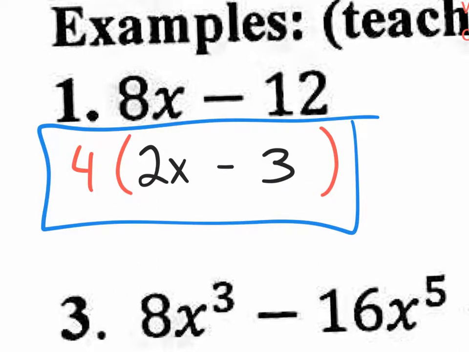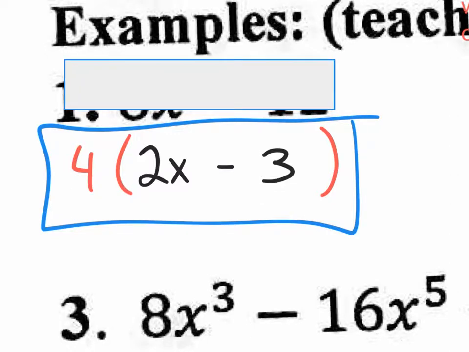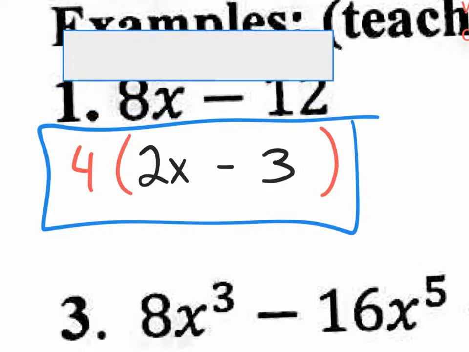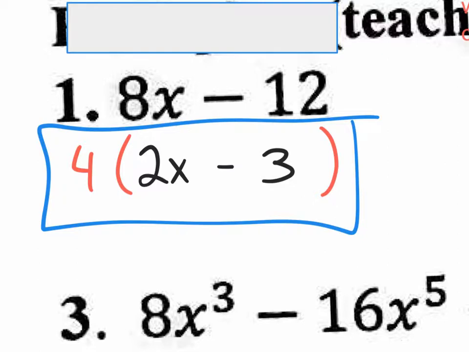Okay? Like I said, factoring is a reverse distributive property. It's like doing it backwards. So if I were to give you this question right here, like if I were to block this out, and I give you this question right here, and I told you, go ahead and distribute, what answer are you going to get? You're going to get that answer up there, 8x minus 12. Make sense?